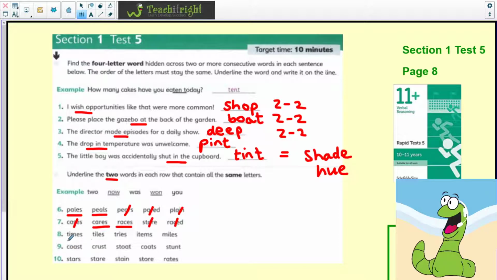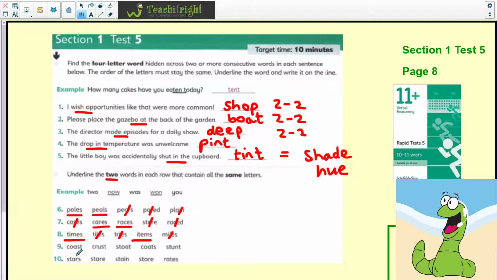8 is times an item. So we've got times and then items. That's the answer there. So again, if you look very carefully, there's no L in those 2 words, so we can rule that one out. There's no M. Oh, there's an M in items, but we can see those letters aren't the same because we've got an L in miles. And then we know that the answer isn't tries. So we can rule that one out.